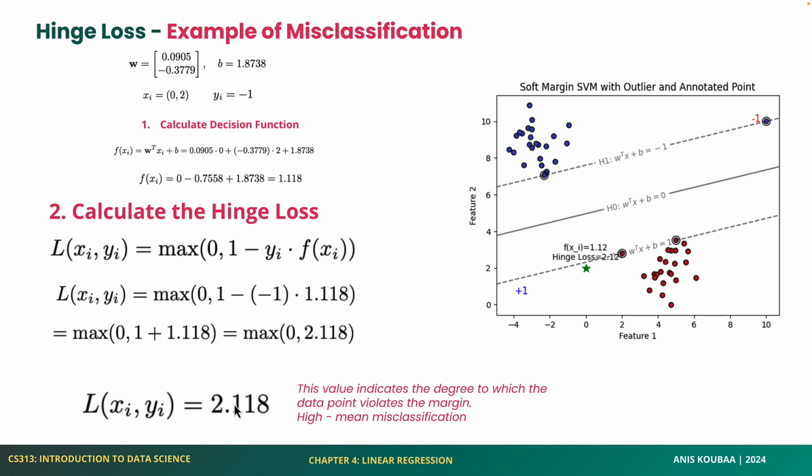So look at the loss now. It's positive, and that makes sense, because we have a misclassification. Now yi is negative 1, but the prediction, which is the w^T x, is positive.